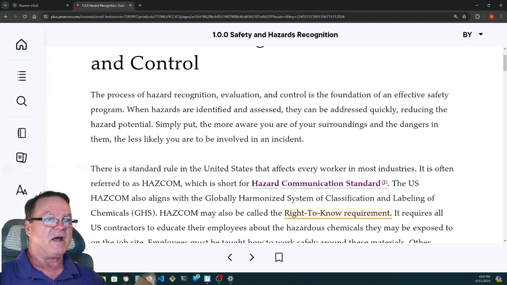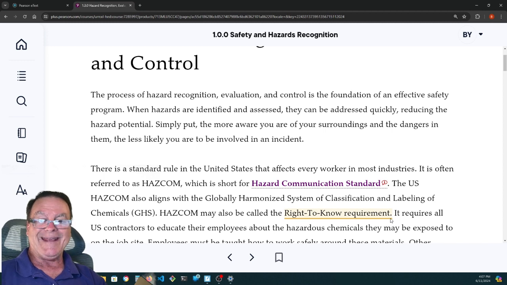Down here it says it's often referred to as HAZCOM, which is short for Hazard Communication Standard. There's a standard rule in the United States that affects every worker in most industries. That's the HAZCOM, or Hazard Communication Standard. U.S. HAZCOM also aligns with the globally harmonized system of classification and labeling of chemicals. HAZCOM is also known as the right to know. It's the right to know requirement.